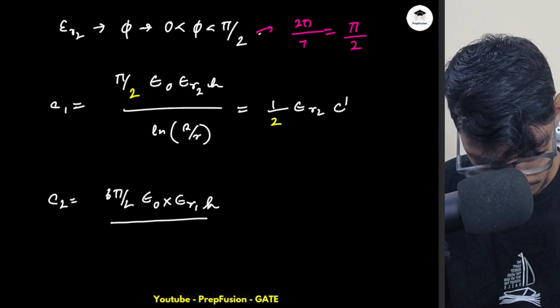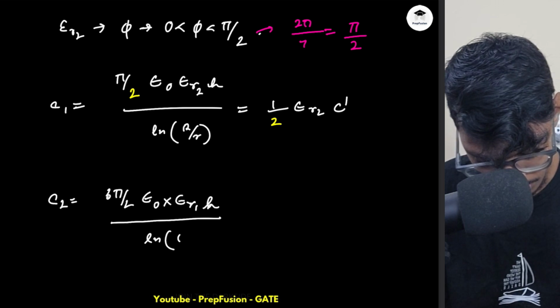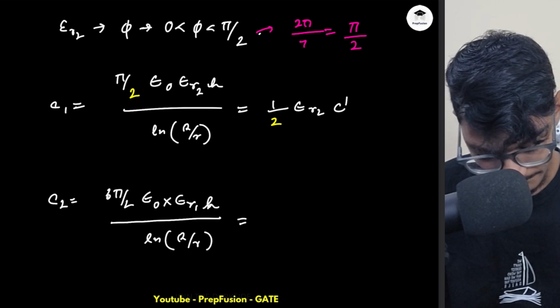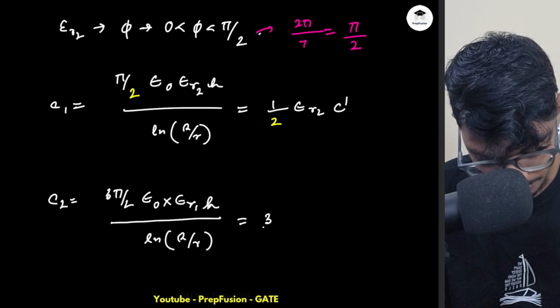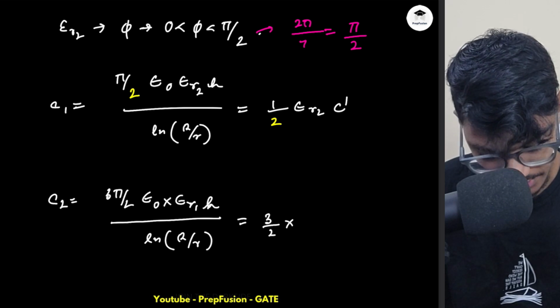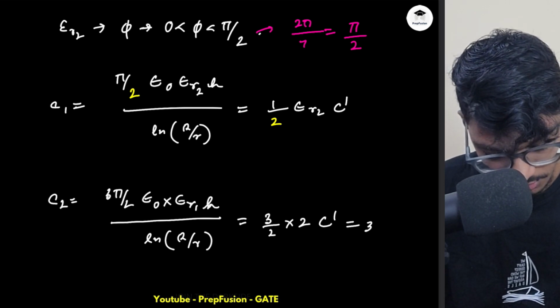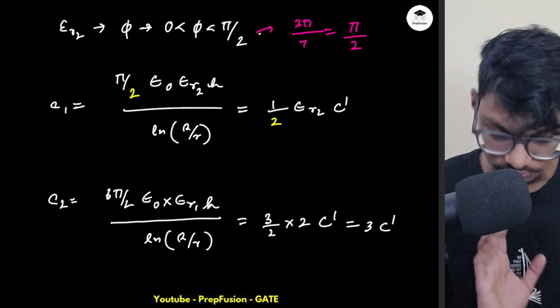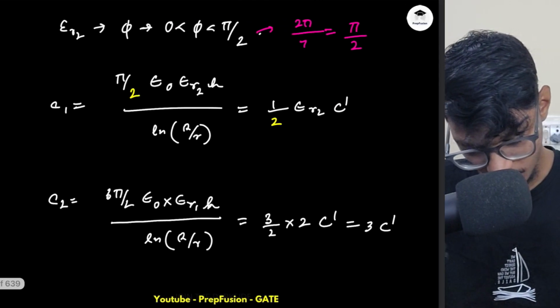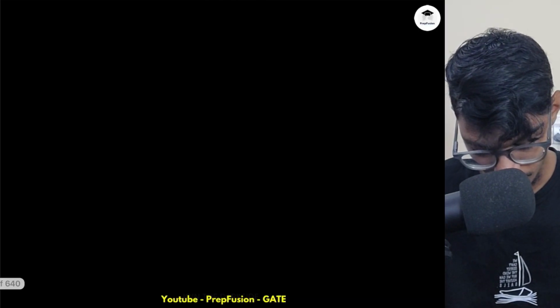Into H divided by ln capital R by smaller. So this will come out to be 3 by 2 outside, times epsilon R1 is 2 into C dash. So this will be C dash, 3 C dash. Okay, but my overall capacitance is what? It will be parallel, right?